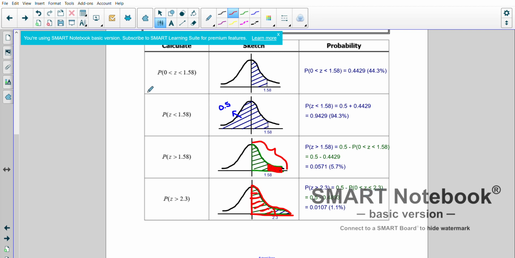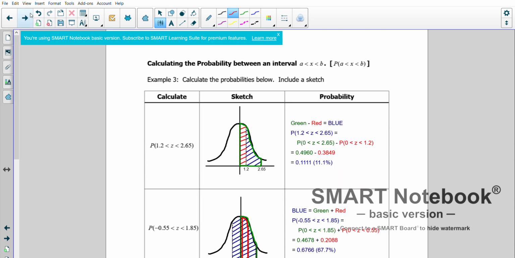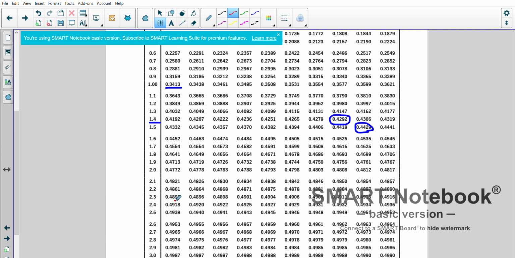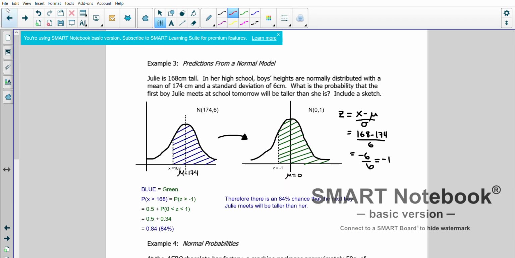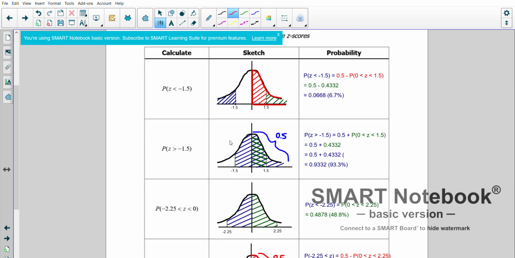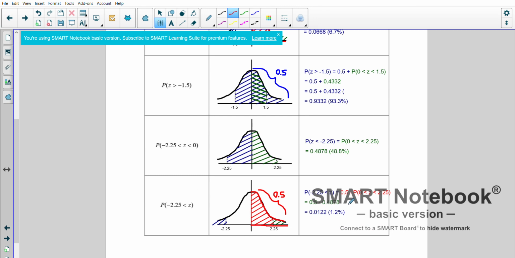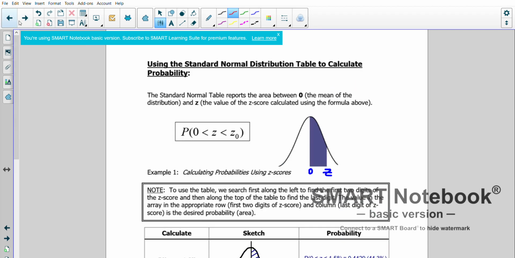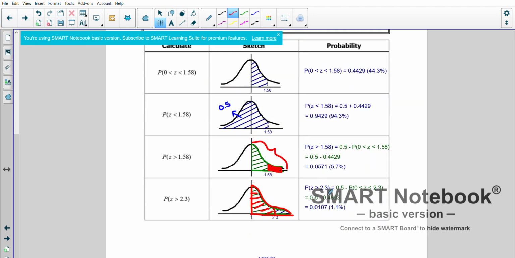So if we go look at 2.3 on the table, and of course I've already filled it in, but I'll just show you again, 2.30 is 0.4893. So that's why I have 0.4893. I guess it should have been 0.4893. I guess I wrote down something a little different here. Am I on the right one? Oh, never mind. I'm good. 0.4893. So about 1%.